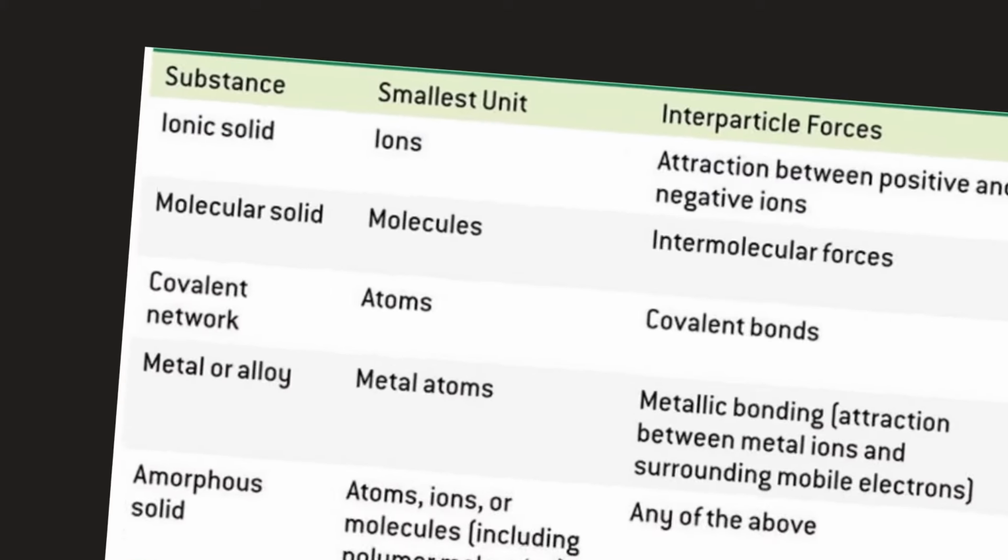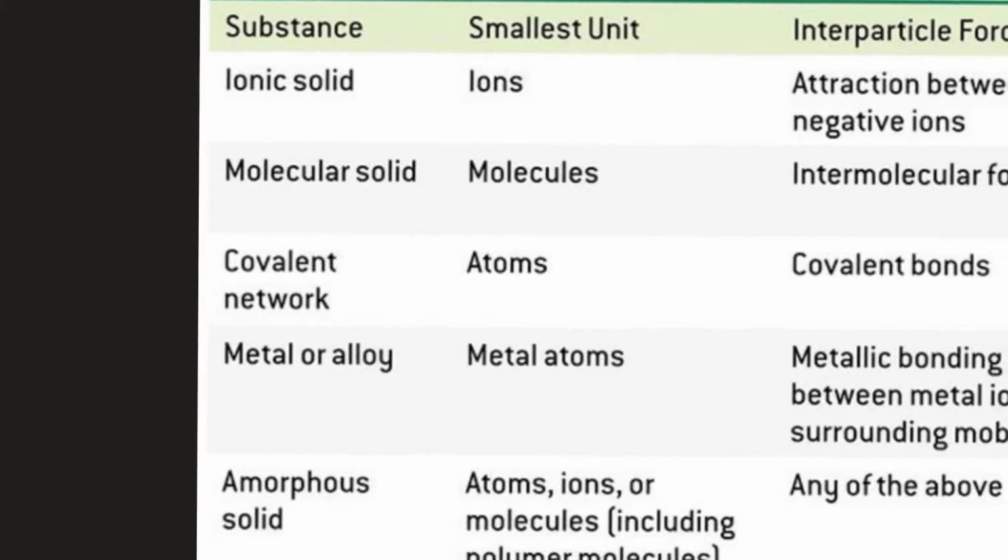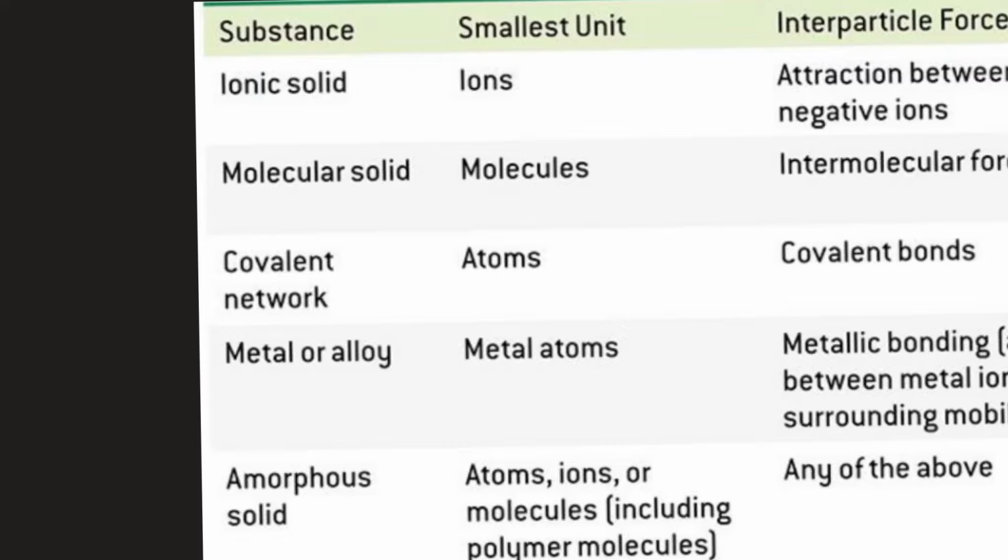All right, and so the different types of solids are: you have ionic solids, molecular solids, covalent network, metals or alloys, and then lastly amorphous. All right, and so let's start with the ionic solids.